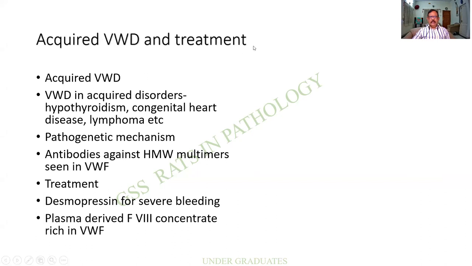Rarely, von Willebrand disease can be acquired. This can happen in conditions such as hypothyroidism, congenital heart disease, and lymphoma. And in these, you find that there can be antibodies against the high molecular weight multimers seen in von Willebrand factor. The treatment is you treat them with desmopressin or steroids, and the plasma-derived factor 8 concentrate, which is rich in von Willebrand factor, can be administered.